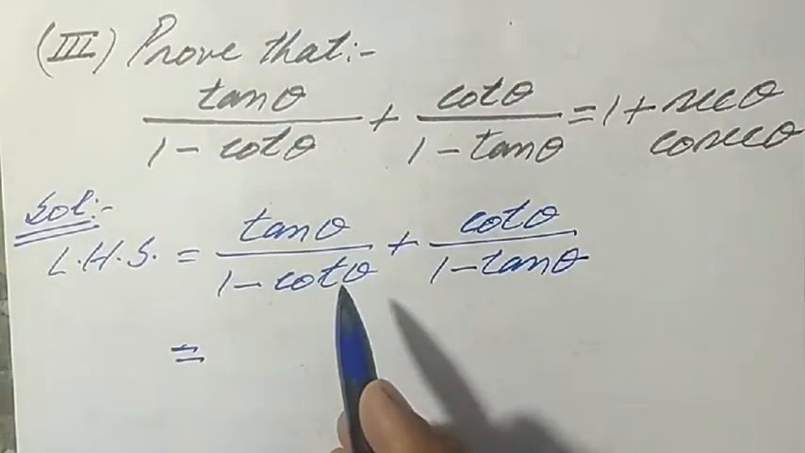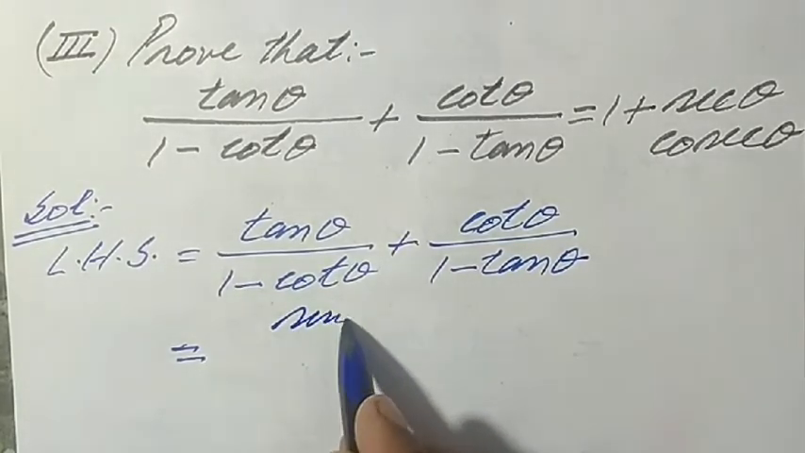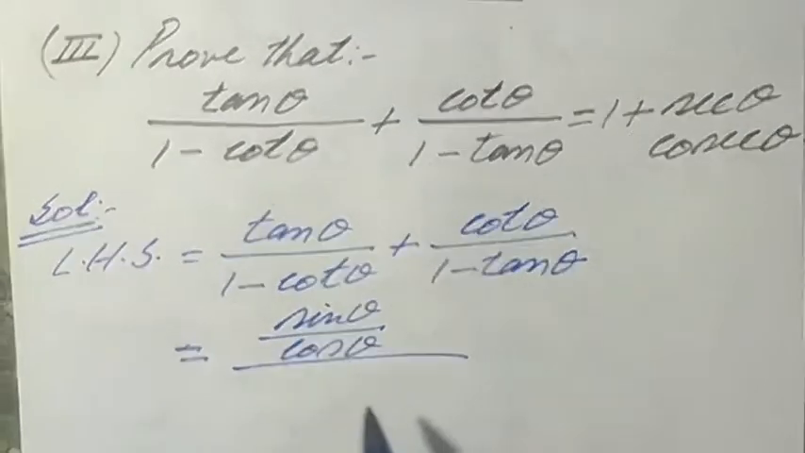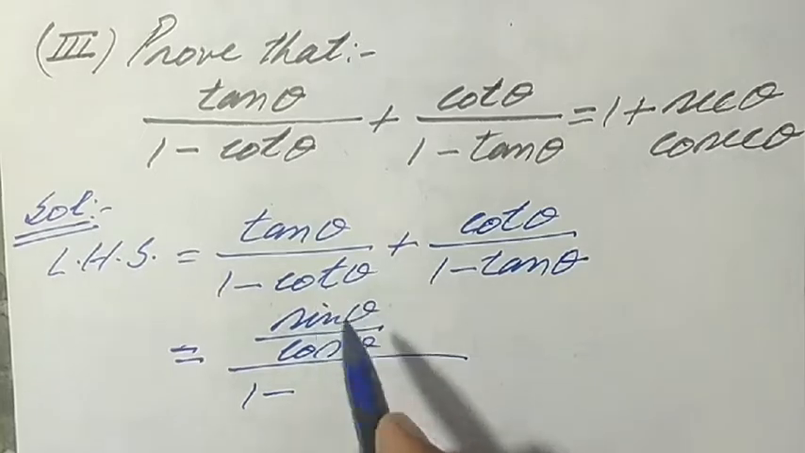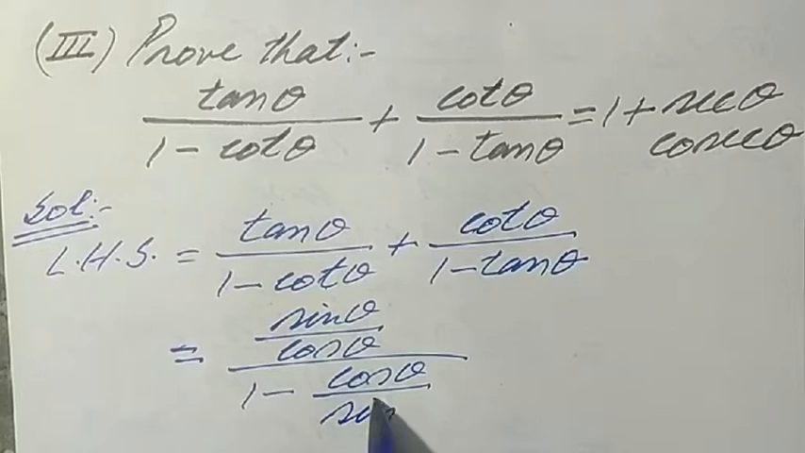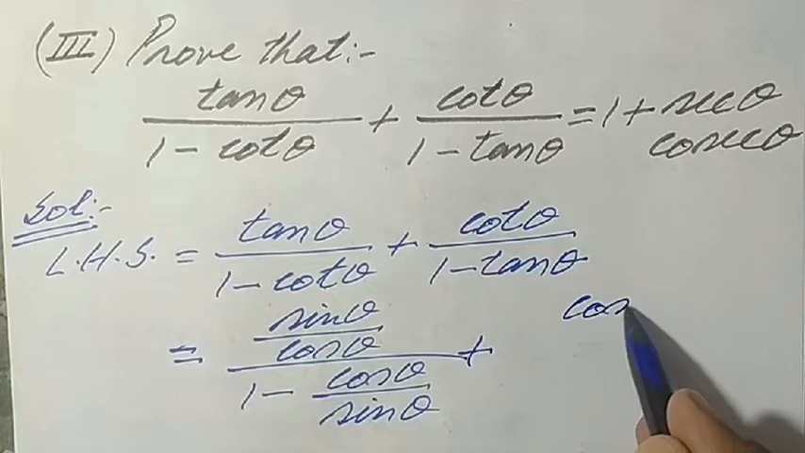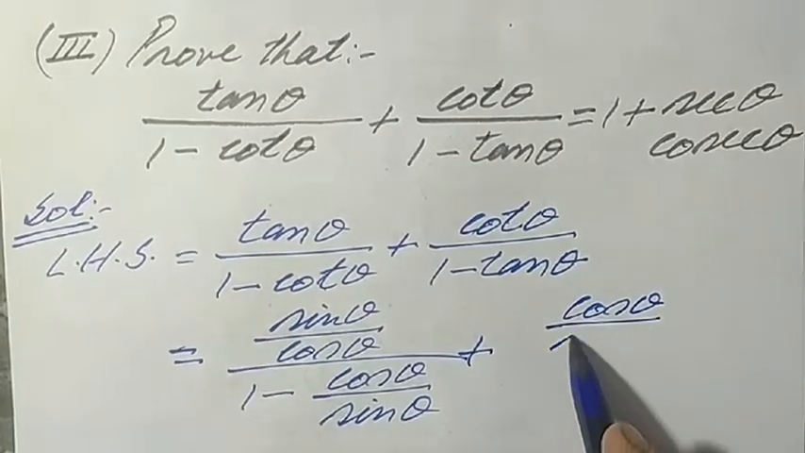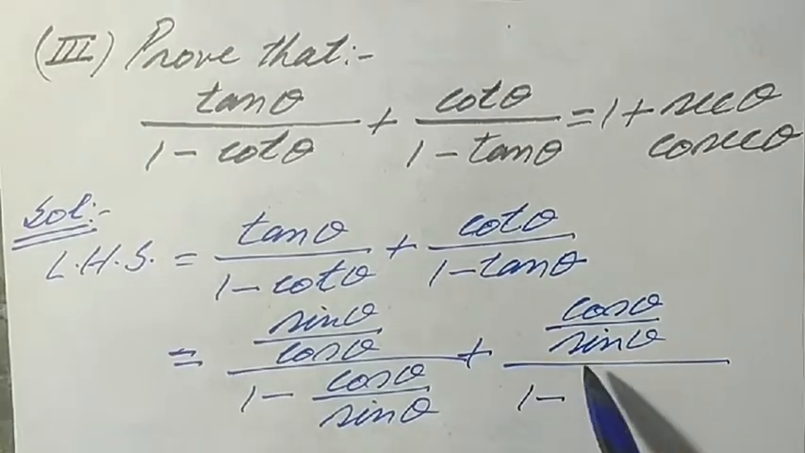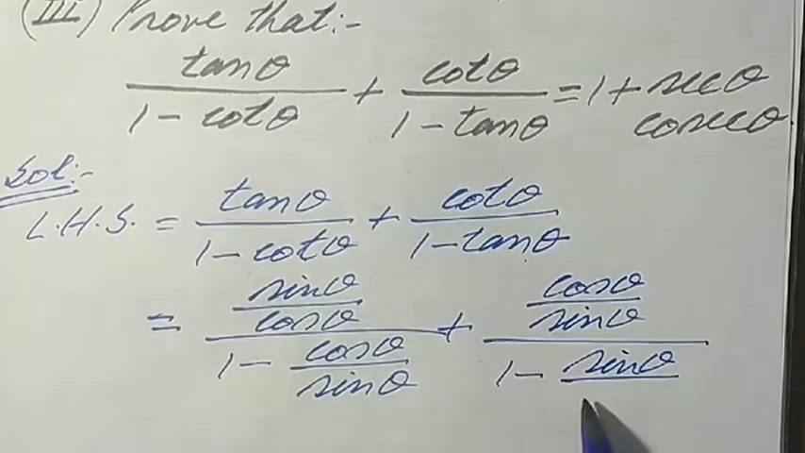Let us write all these trigonometrical ratios in terms of sine and cos. As we know well, tan theta is equal to sine theta upon cos theta. So we write sine theta upon cos theta in place of tan theta, and in the denominator 1 minus as it is, and cot theta may be written as cos theta upon sine theta. Then plus cot theta, again in terms of sine and cos, that is cos theta upon sine theta, divided by 1 minus tan theta, which may be written as sine theta upon cos theta.